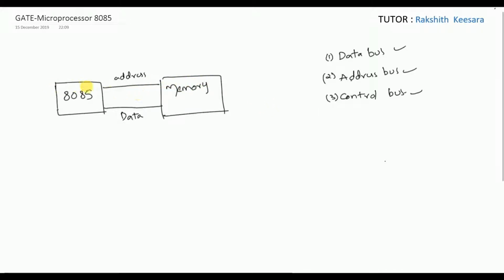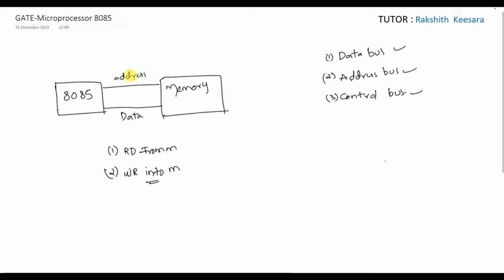If you see this, guys, this is our microprocessor, this is the memory. The microprocessor will send the address to the memory. At that address, whichever data is there, it will take that data. This is the first operation. The second operation is, it will send the address to the memory and at that address, it will write data. What is the first operation, guys? Read data. What is the second operation? Write data. Read data from memory, write data into memory.